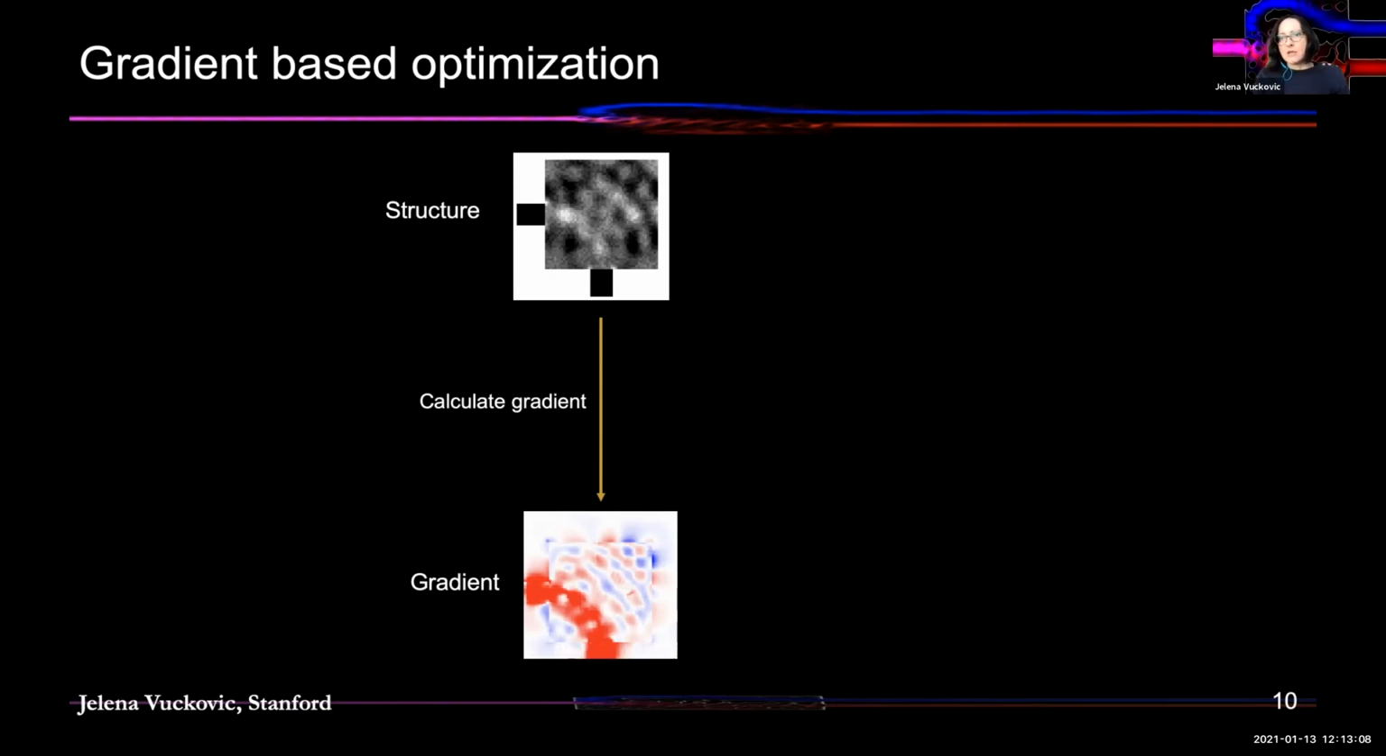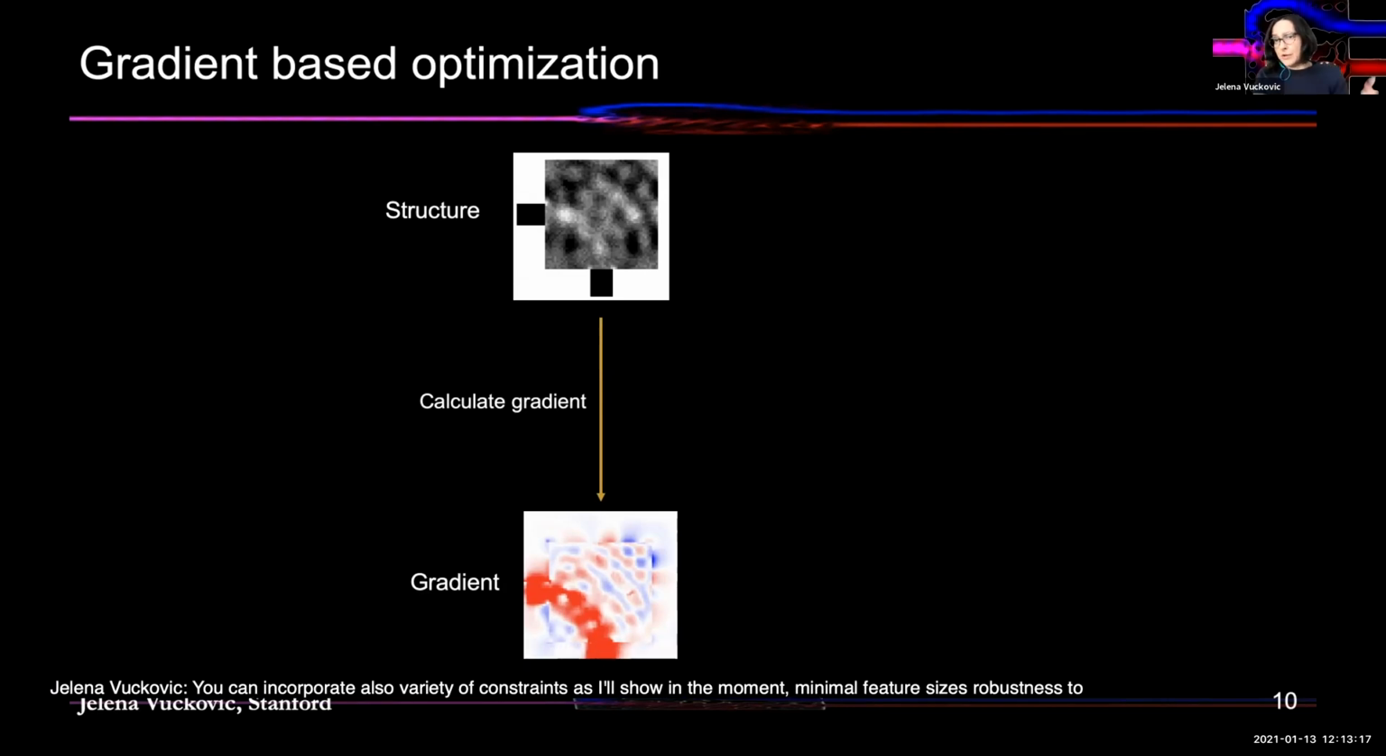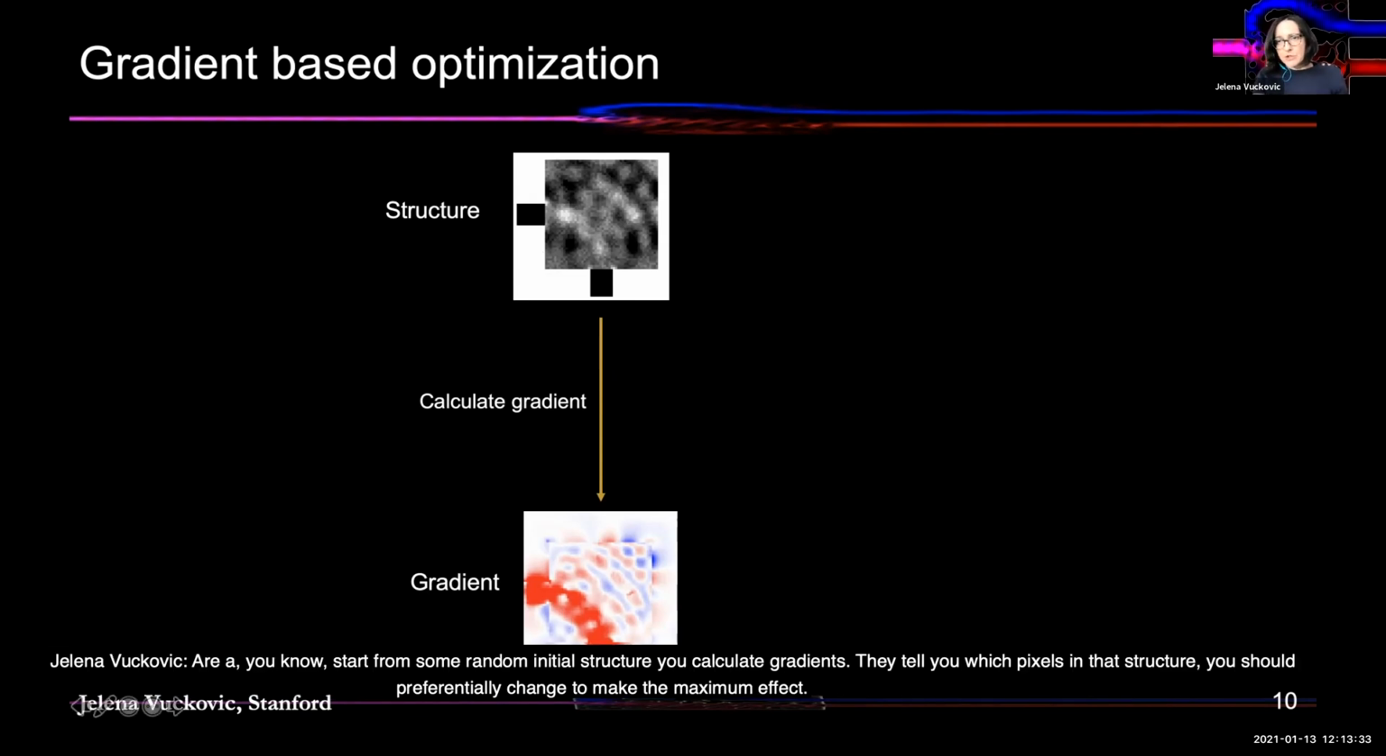In this case, you incorporate transmission efficiency. That's what you would like to have: maximum power, minimum reflection. You can also incorporate a variety of constraints, as I'll show in a moment: minimum feature sizes, robustness to temperature variations, refractive index changes, fabrication errors. We do constrained optimization. But the bottom line is that you start from some random initial structure, you calculate gradients, and they tell you which pixels in that structure you should preferentially change to make the maximum effect.